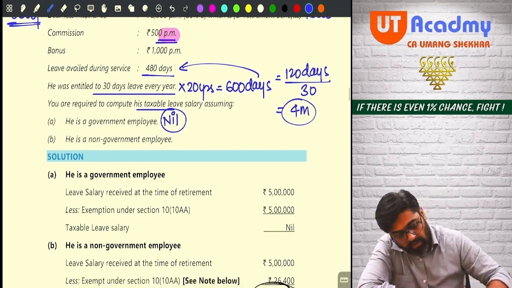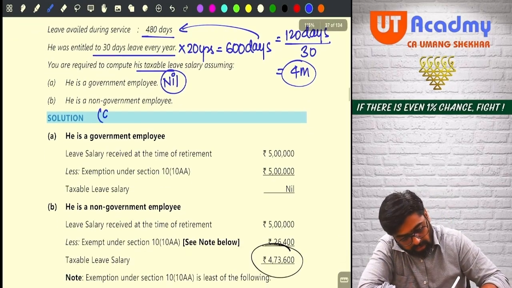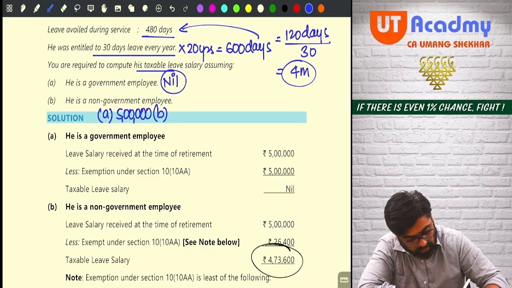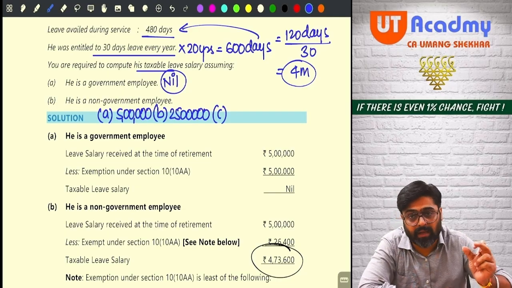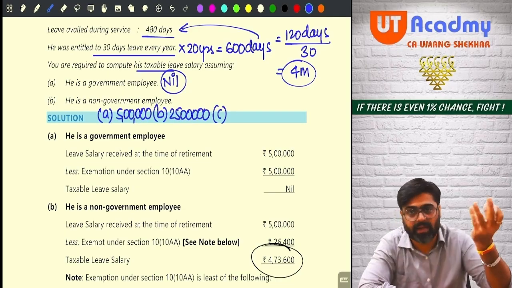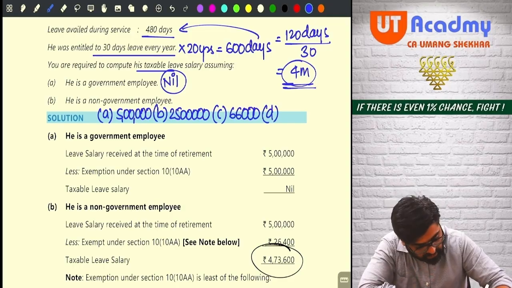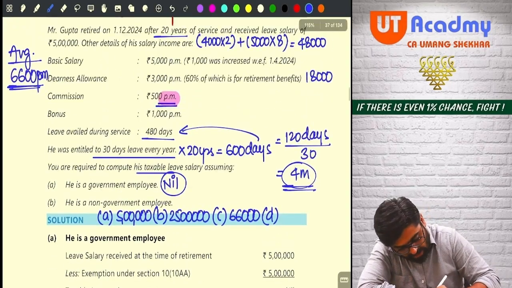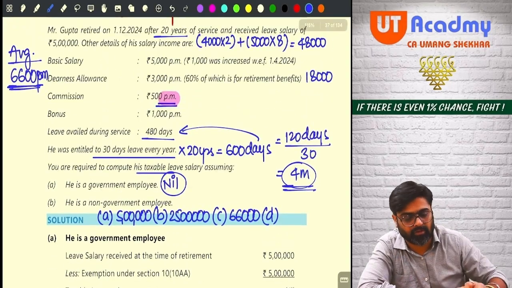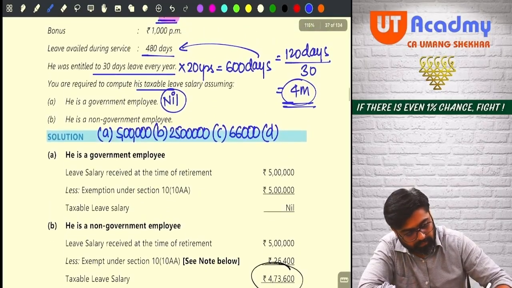But if you are a non-government employee, I will have to take 4 limits. A, actual amount, 5 lakhs. B, maximum limit, which is 25 lakhs. Now C, I will take 10 months salary. 10 months salary meaning 10 months into average salary, that will be 66,000. And limit D will be leave credit multiplied by average salary. Come on, tell me, 26,400. Are you getting 26,400? Everyone.